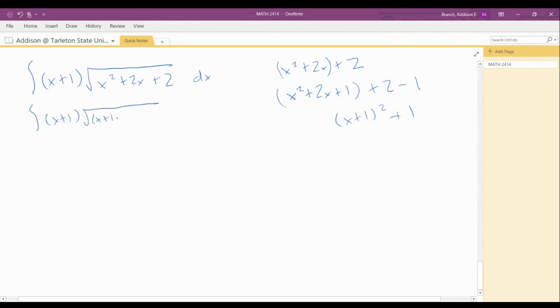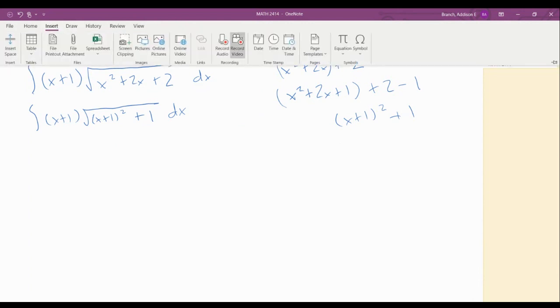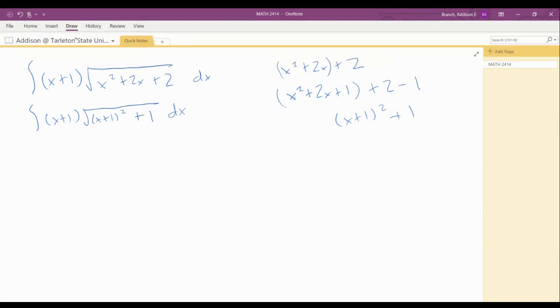So this is where things can get kind of interesting. We now have a couple spots where we have an x plus 1. So right here, we could kind of do a u sub. We can say that u is equal to x plus 1, and du is dx.